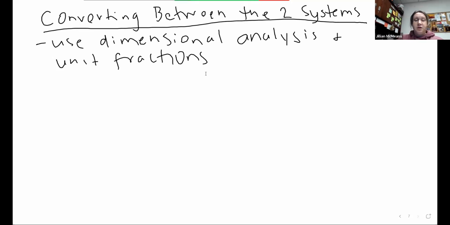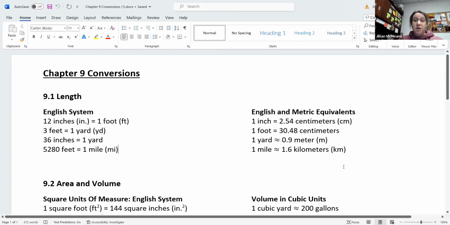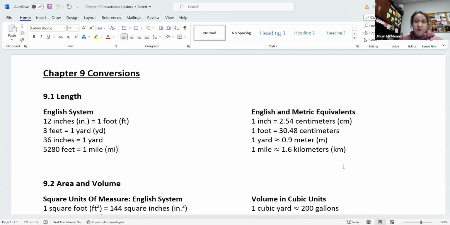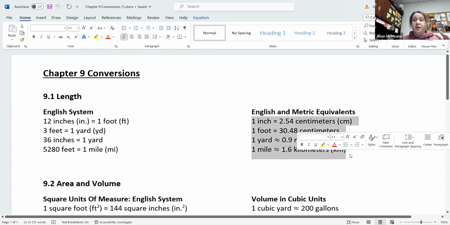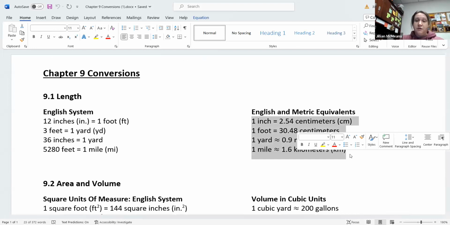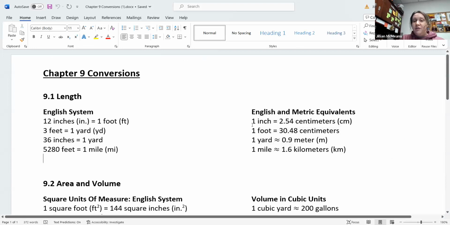So for the first part of this video, we were looking at converting just within the US measurement system, so converting inches, feet, yards, and miles. Okay, for this part of the video, we're now converting between US and metric. So we're going back to the idea of dimensional analysis and unit fractions, but now we have these conversions. You do not have to memorize these conversions.